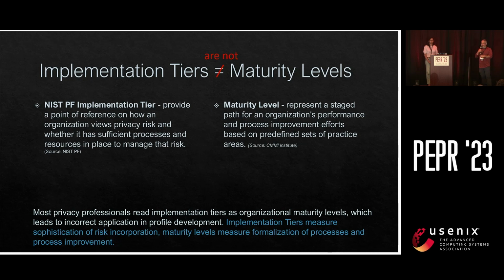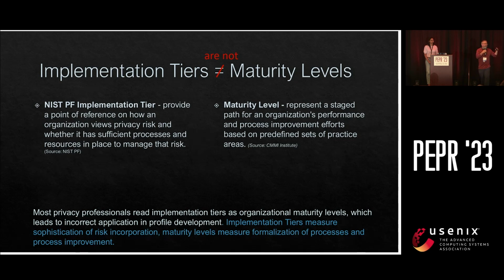Implementation tiers are not maturity levels. For those of you who are not in privacy program management, a maturity level of an organization examines how mature your processes are. Are they very ad hoc? You've got processes, but you don't have them written down. Have they been defined and written down? Are you actually implementing what you wrote down? Are you doing metrics around the effectiveness of your processes, as we heard Leah talk about yesterday? Or are you then reincorporating those metrics and actually improving your process?